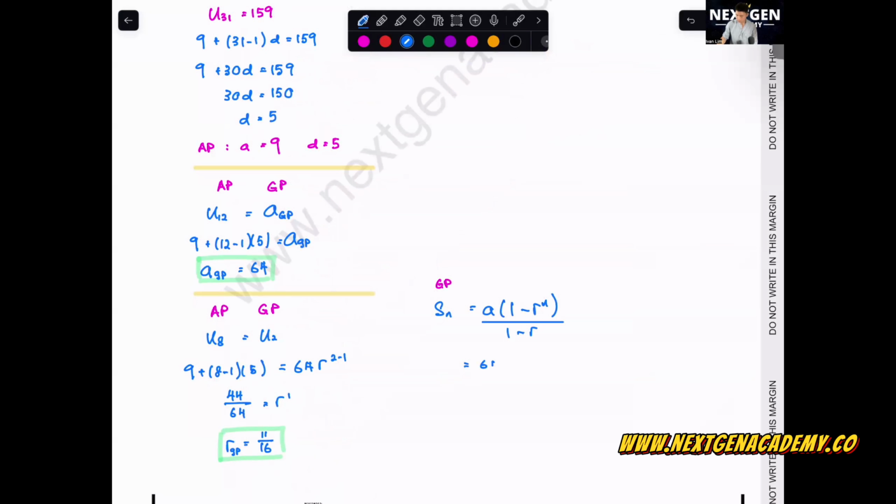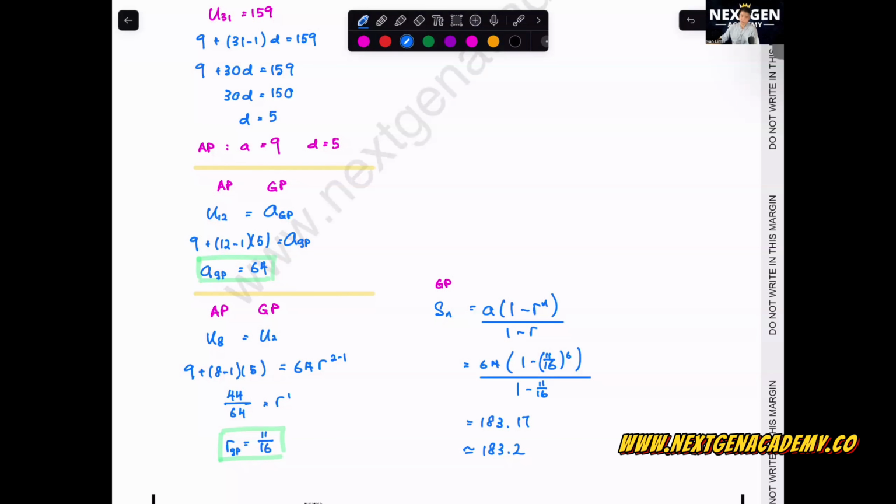We sub in 64, 1 minus 11 over 16 to the power of 6, over 1 minus 11 over 16. Actually, you can just write 0.6875 also if you want. Just type the whole thing into your calculator. You should get 183.17 something, 174. You can just write this as 183.17 or 183.2, or 183 also they accept.